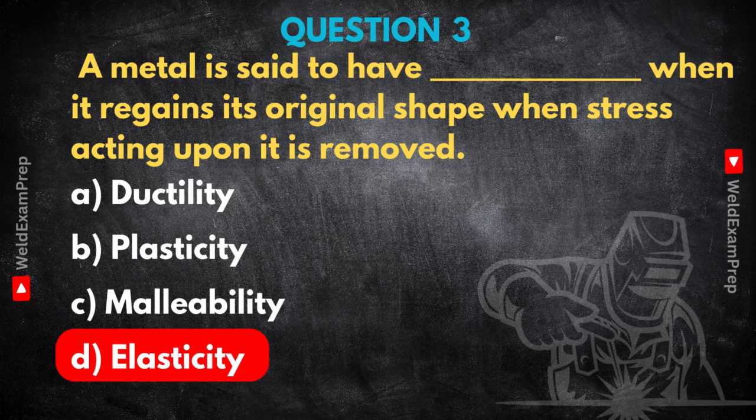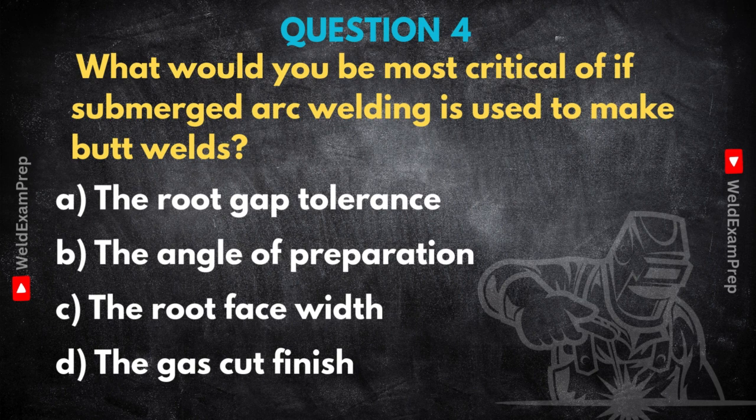Okay, let's switch to a specific process, submerged arc welding. Question 4 asks, what would you be most critical of if submerged arc welding is used to make butt welds? A, the root gap tolerance, B, the angle of preparation, C, the root face width, D, the gas cut finish. SAW is a powerhouse, right? High deposition, deep penetration. But what's the key thing to watch out for in butt welds?